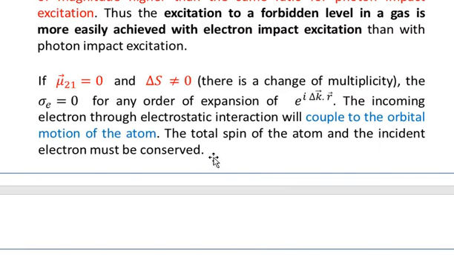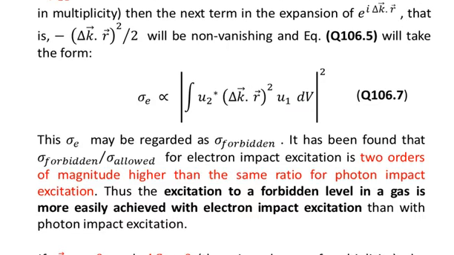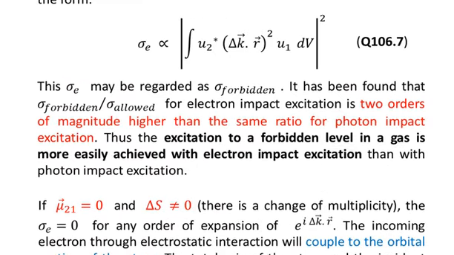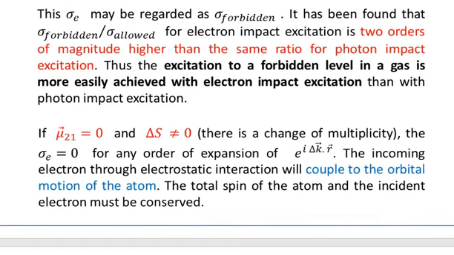Now the next case we are going to discuss is that mu to 1 is equal to 0 and delta S is not equal to 0. In the previous case we considered delta S also equal to 0, so only the second term was non-vanishing. But if delta S is not equal to 0, then all the terms in the expansion will contribute 0 to the sigma E.